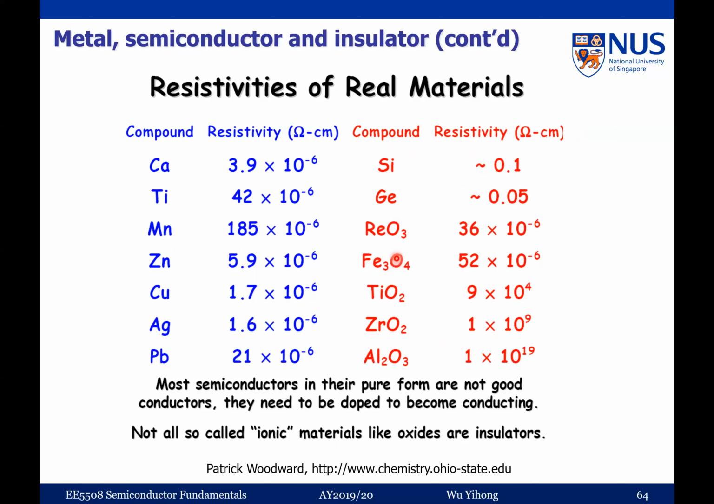Some of the oxides are actually also conductive, right? So you can see resistivities actually are quite low. And of course, some of the oxides are complete insulators, for example aluminum oxide, zirconium oxide, and titanium oxide, right?